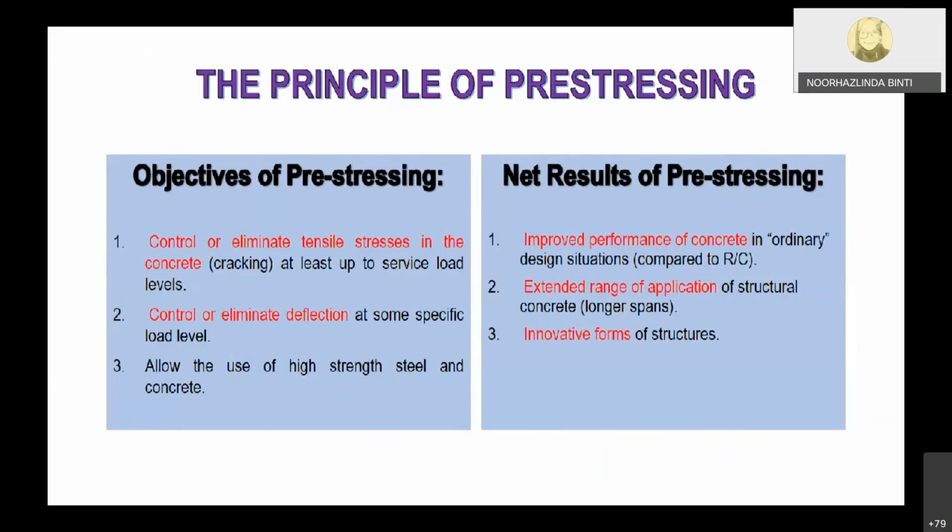Control or eliminate deflection at some specific load level. Allow the use of high strength steel and concrete. If you design for RC and use high strength steel, there is no advantage. So this is how we are going to use that high strength steel, basically in pre-stressing. Net results of pre-stressing: improve performance of concrete.